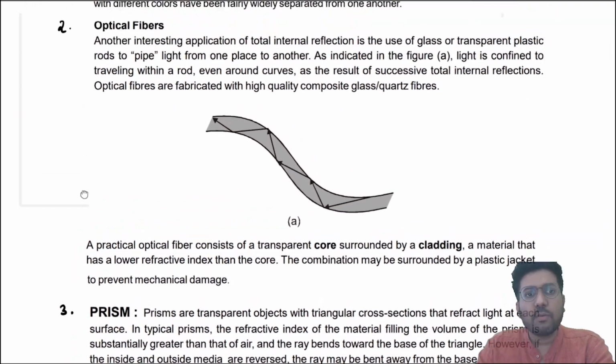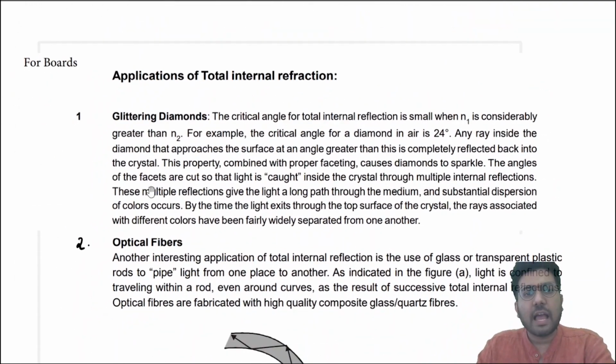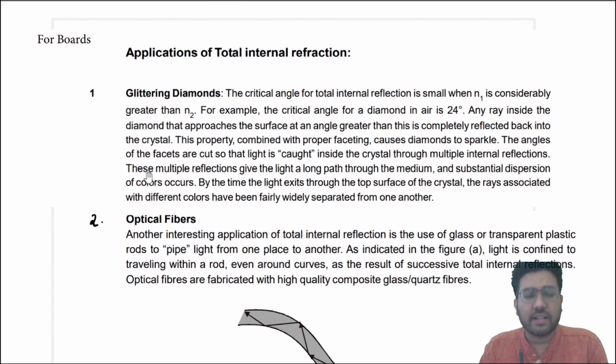Right, now what we will discuss is the application of total internal reflection. We have discussed what total internal reflection is in the last class, and in this class we will be discussing some of its applications. Okay, so the first application of TIR is a glittering diamond. You know that diamond glitters. Why? Because the material of the diamond has a very small critical angle. So what do you mean by the material of the diamond having a very small critical angle? So how does it help in glittering?